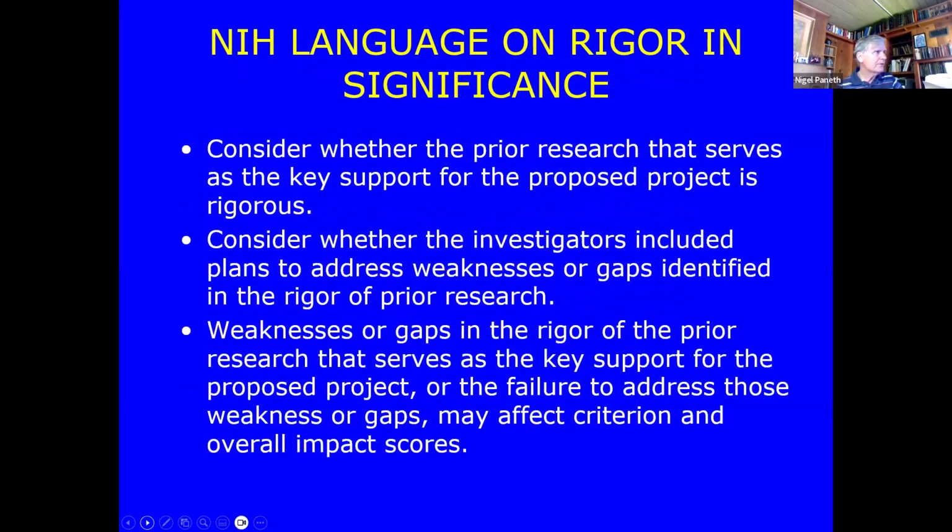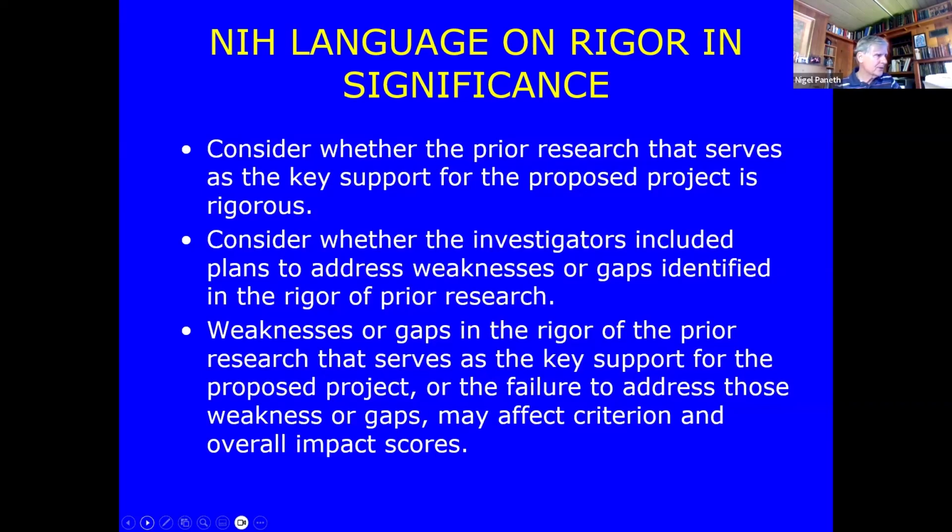And here's some more of the NIH language on rigor. Consider whether the prior research is rigorous. Is it really good, solid stuff? Consider whether the investigators, this is now part of the approach, have plans to address weaknesses and gaps identified in rigor. In other words, if you find that samples up to now were rather small, multivariate analysis wasn't performed well, what we need is a randomized trial, et cetera, you should say this. You're going to replace the lack of rigor with your new, more rigorous approach.